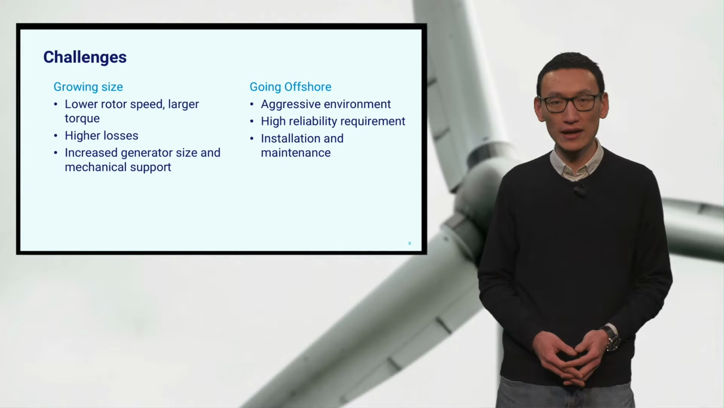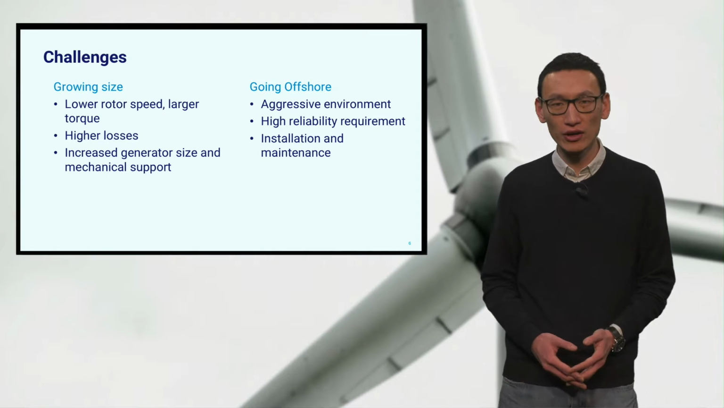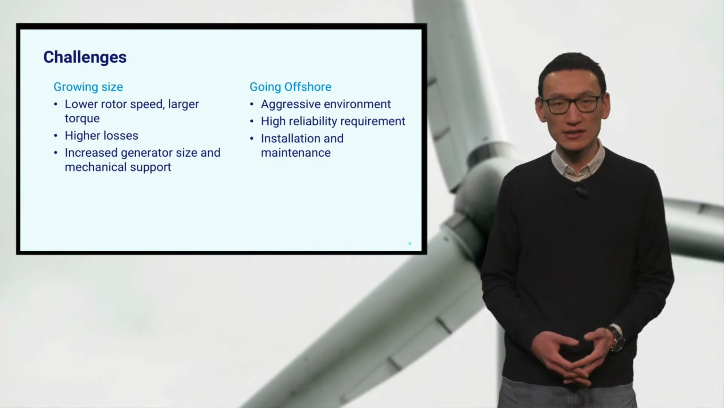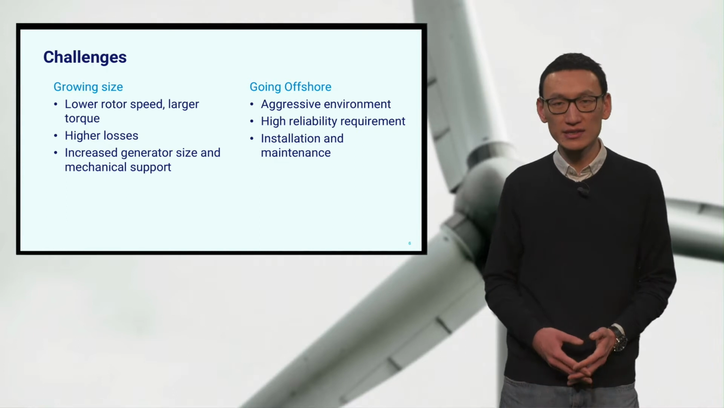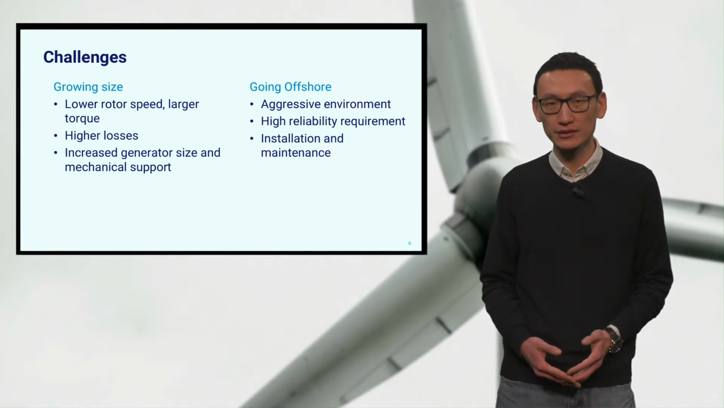Let's first look at the growing size of wind turbines. As the size grows, the rotor speed decreases because the blade's tip speed is limited by noise emission. Recalling from the sizing of the generator, with a lower rotational speed and even higher power, the size of the generator will grow exponentially. The increased size of generator means higher losses and also brings problems to mechanical supporting.